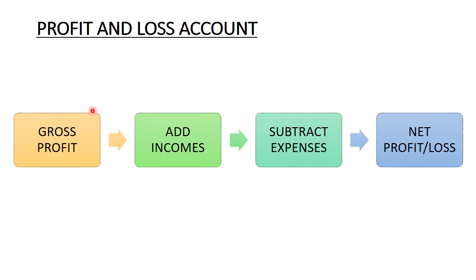When you do the trading account, you get the gross profit. So from that gross profit, you have to add all the incomes you have received. Okay, all the incomes, you have to add them to the gross profit. Then after that, you have to subtract all the expenses. Okay, then what you're going to get is the net profit or loss. So this is what trading and profit and loss account is all about.